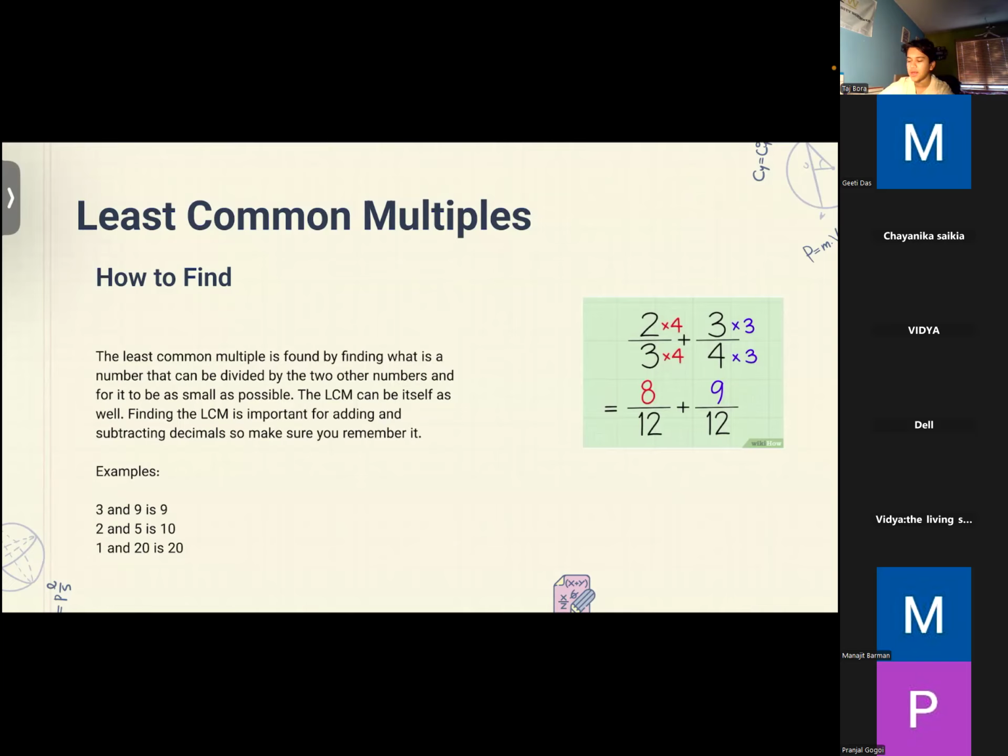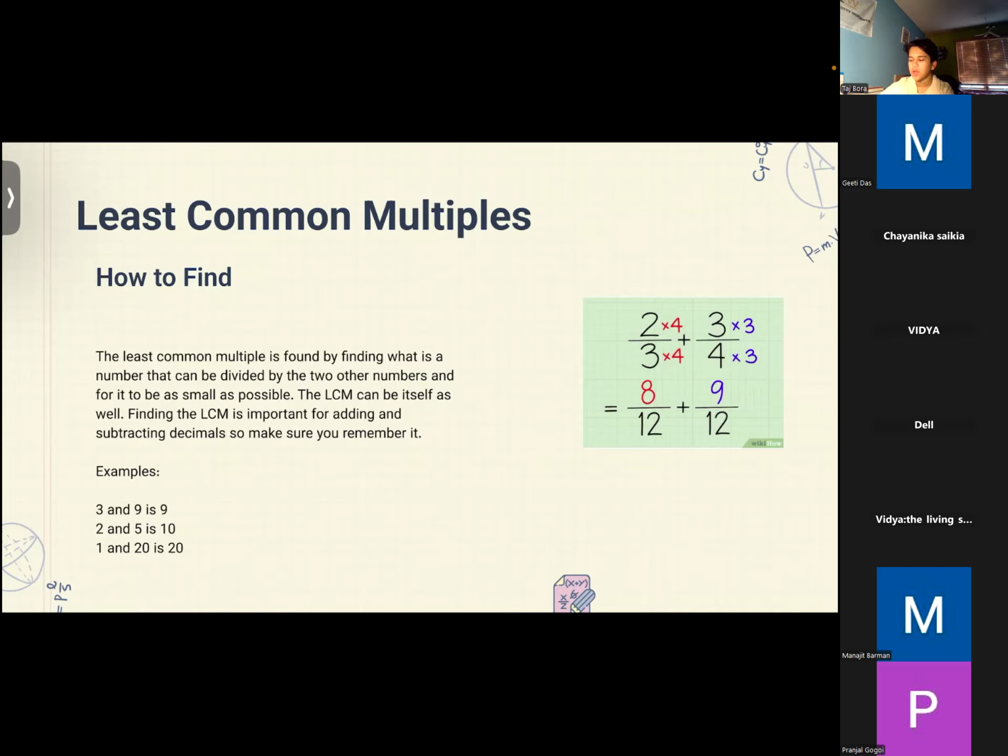So 3 and 9, the LCM of 3 and 9 would be 9. And then 2 and 5, the LCM of 2 and 5 would be 10. And then 1 and 20, the LCM would be 20. And the reason for that is because the number 9 can be divided by both 3 and 9, and it's the smallest number that can be divided by both of them. And then the same thing for 2 and 5. 10 can be divided by 2 and it can also be divided by 5.